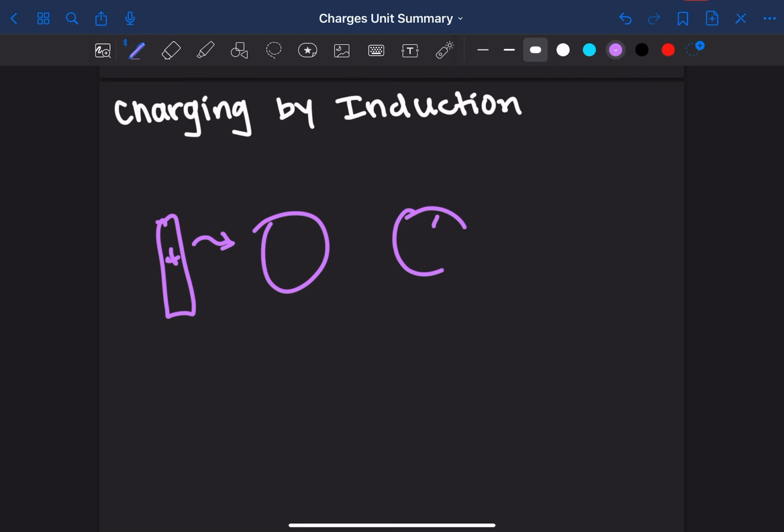Actually, these spheres are going to be touching. If you actually bring this charged rod close to the one edge of one of the spheres, that's going to cause a shift in the polarity. It's going to make the negatives shift to one side and the positives shift to the other side.